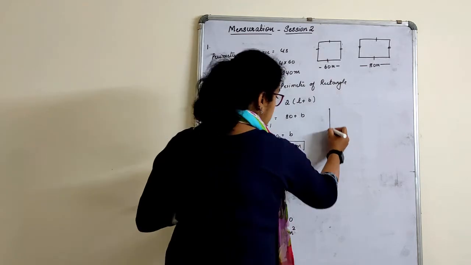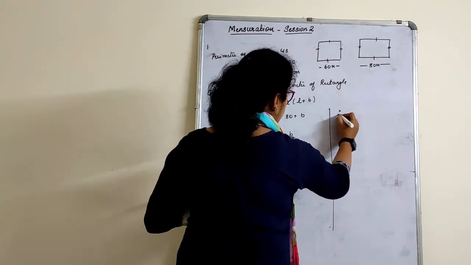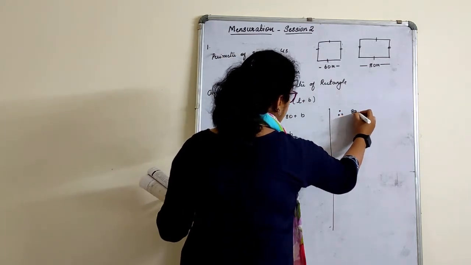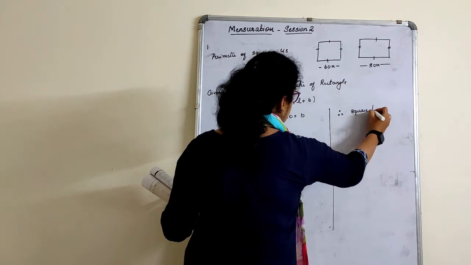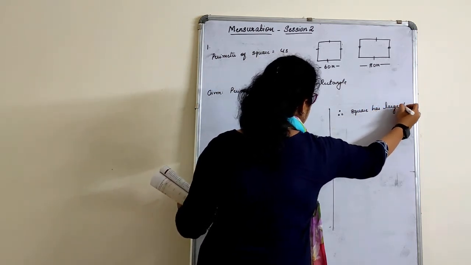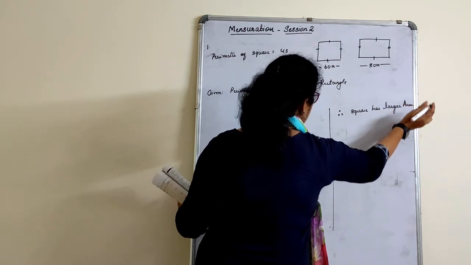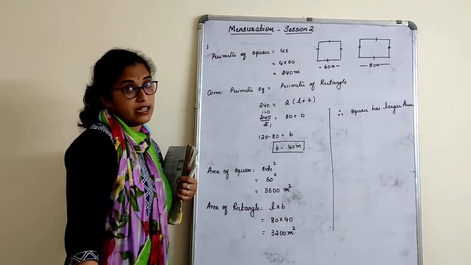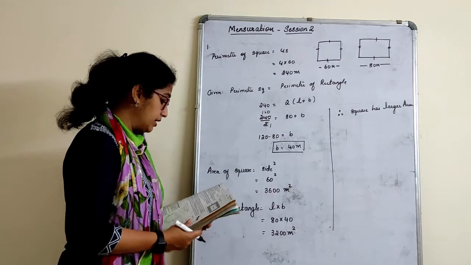Which field has the larger area? Give the conclusion. I'll give the conclusion here. Therefore, the square has the larger area. That's all. This is the final answer you have to give.